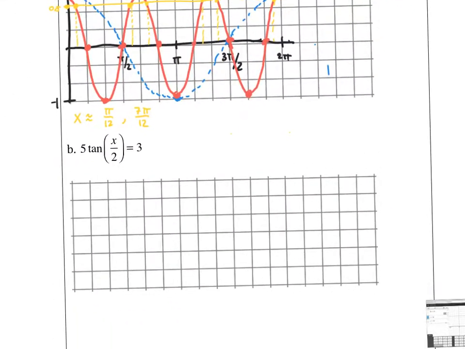Now you're going to repeat that same process here, but note what happens with the amplitude. Things get shot up significantly. If my original tangent function looks like this, things are going to get stretched out like that by 5. On top of that, it's going to be stretched horizontally by 2. So make sure you attack it that way.